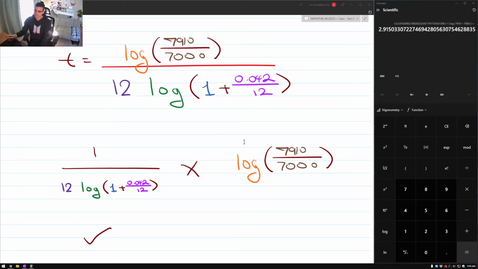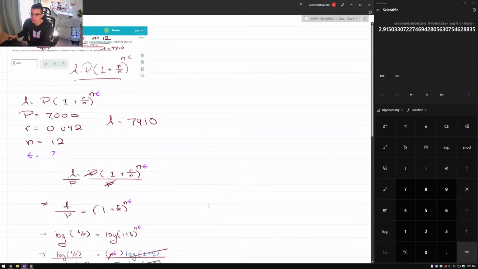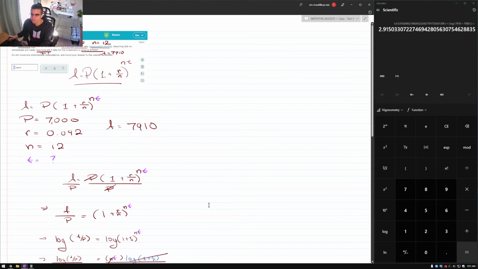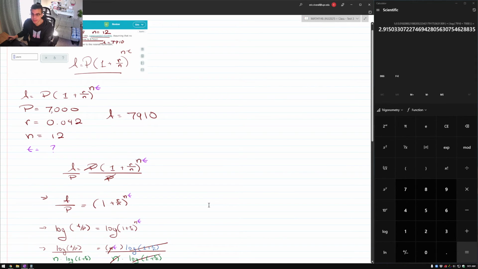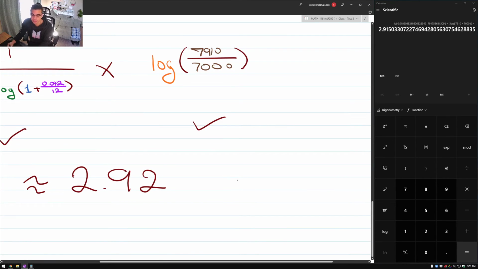And that is my value. So I did all this, and remember that I need to round to the nearest hundredth, so that means 2 decimal places. So this is 2.92, and what is the unit here? We are working with a financial problem, so years.